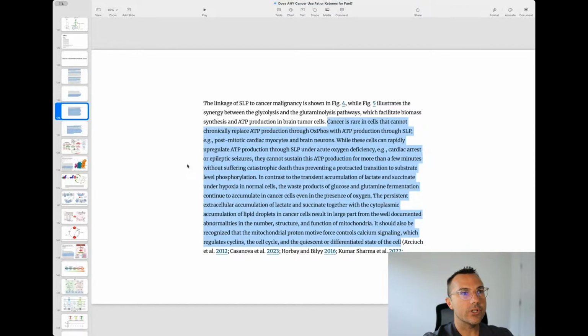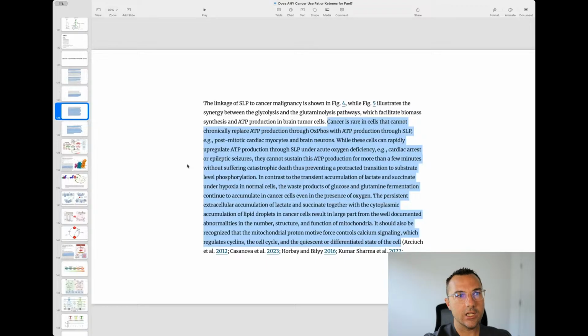So it further says that cancer is rare in cells that cannot chronically replace ATP production through OXPHOS with ATP production through substrate level phosphorylation. Examples would be post-mitotic cardiac myocytes or heart muscle cells and brain neurons. While these cells can rapidly upregulate ATP production through mitochondrial or through substrate level phosphorylation under acute oxygen deficiencies, aka cardiac arrest, aka epileptic seizures, they cannot sustain this ATP production for more than a few minutes without suffering catastrophic death, thus preventing a protracted transition to substrate level phosphorylation.